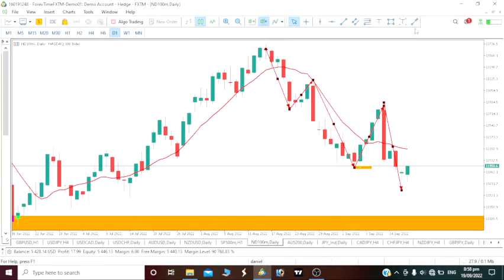Now we are seeing a pullback area to come and test the area price broke out from, which is this level here. So now the price is within the area. We are expecting a drop again. So basically we would be expecting a bearish move the next day, or if it does not happen the next day, which is Tuesday, we should be seeing a bearish move on Wednesday. So basically a bearish drop is what we are expecting on the NASDAQ 100.